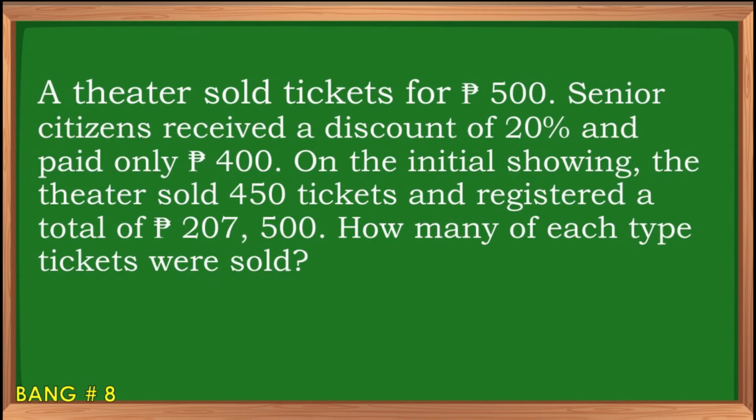Here is the problem. A theater sold tickets for 500 pesos. Senior citizens receive a discount of 20% and paid only 400 pesos. On the initial showing, the theater sold 450 tickets and registered a total of 207,500 pesos. How many of each type of tickets were sold? Time starts now.